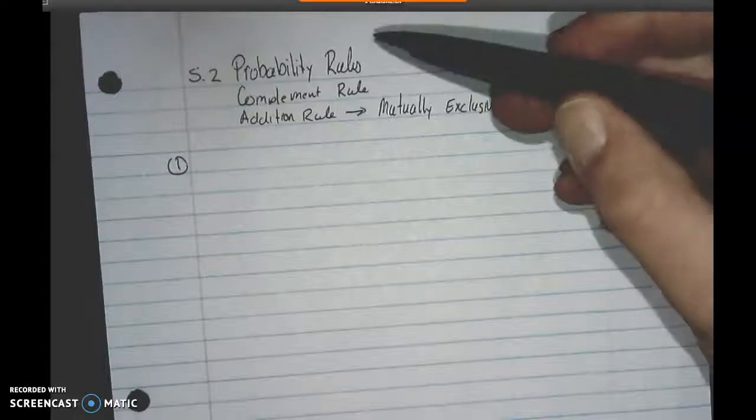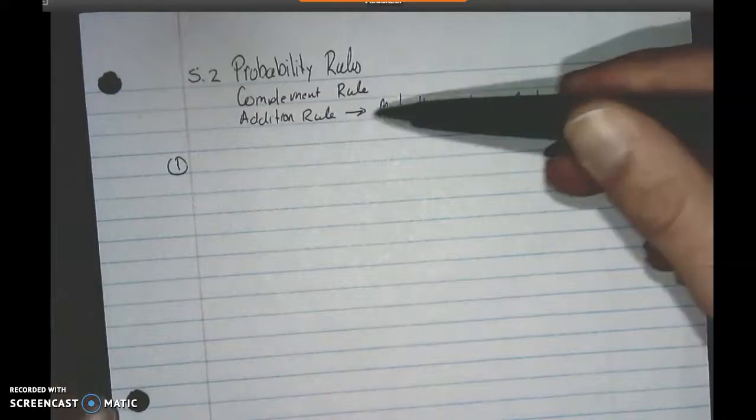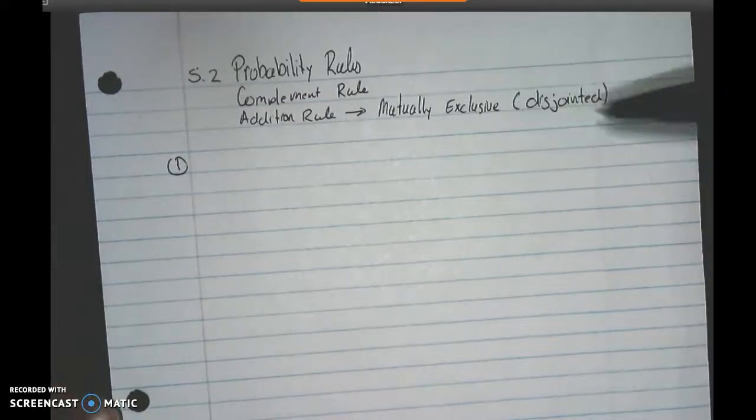Okay, so here are your probability rules. We're going to go over that today. Complement rule, I'll introduce that to you. Addition rule, mutually exclusive and disjoint.